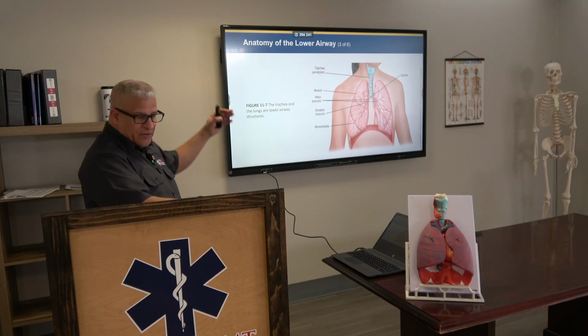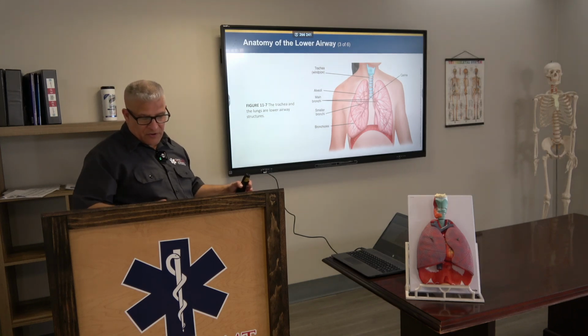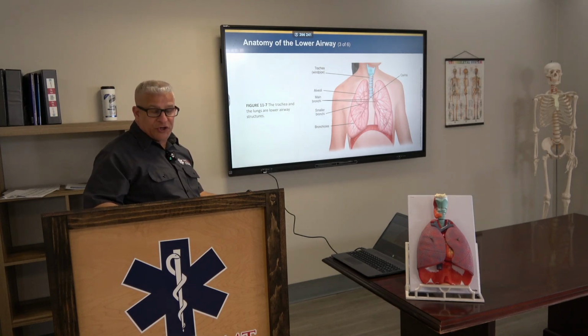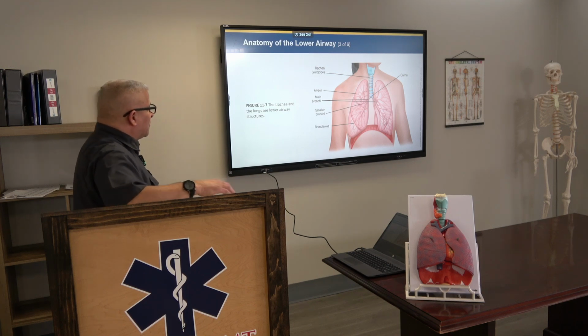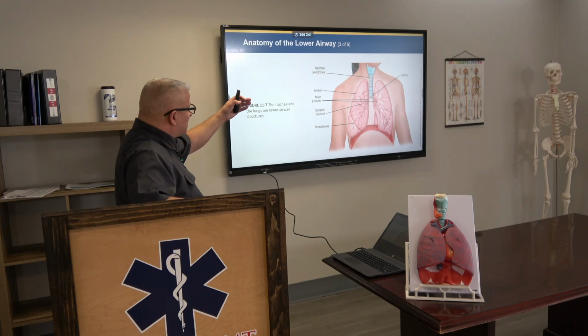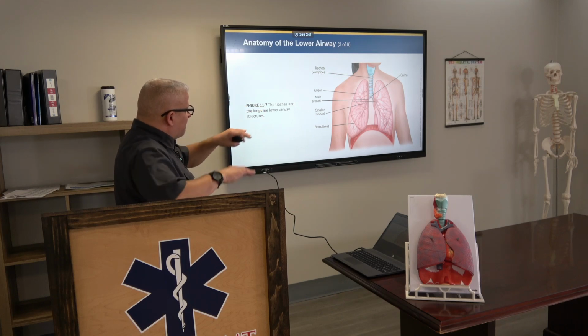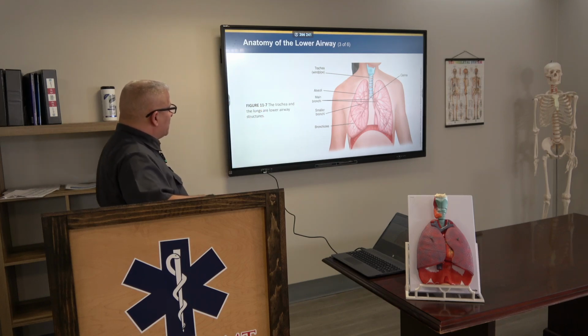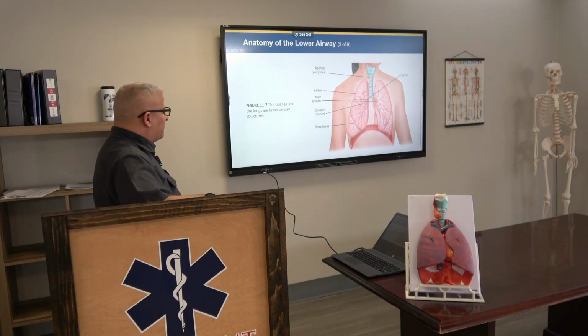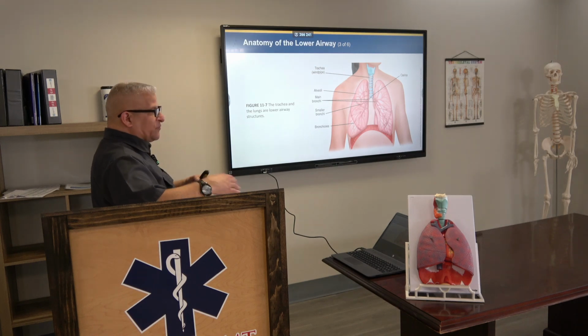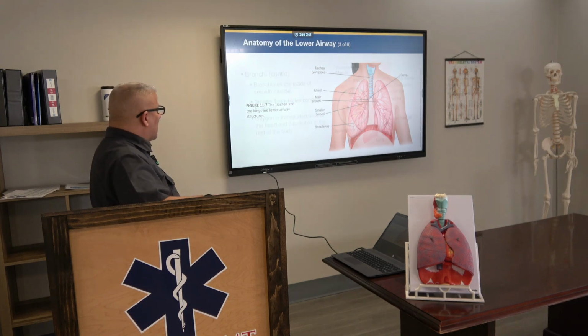So here, in this picture, you're going to see this on page 422. It's figure 11-7 in your textbook. You can see the trachea that comes down. Then it forks off, which is called the carina, which goes into your left and right bronchi, which break down into the bronchioles, which enter the lungs and attach to the alveoli. That's where the exchange takes place.